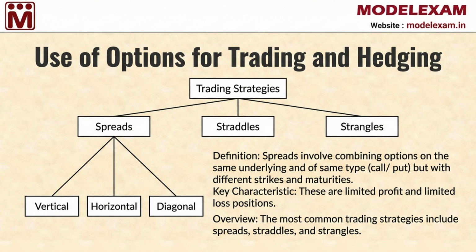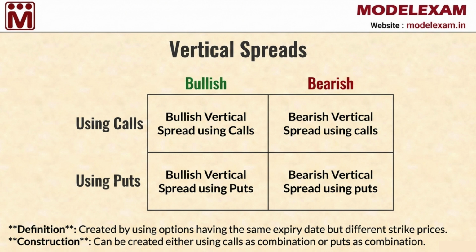A key benefit of spreads is that they are limited profit and limited loss positions, which means your risk is strictly managed. We mainly categorize these into vertical, horizontal, and diagonal spreads. Now, let us look specifically at vertical spreads. These are created by using options that have the same expiry date but different strike prices. We can construct these using either a combination of call options or a combination of put options.